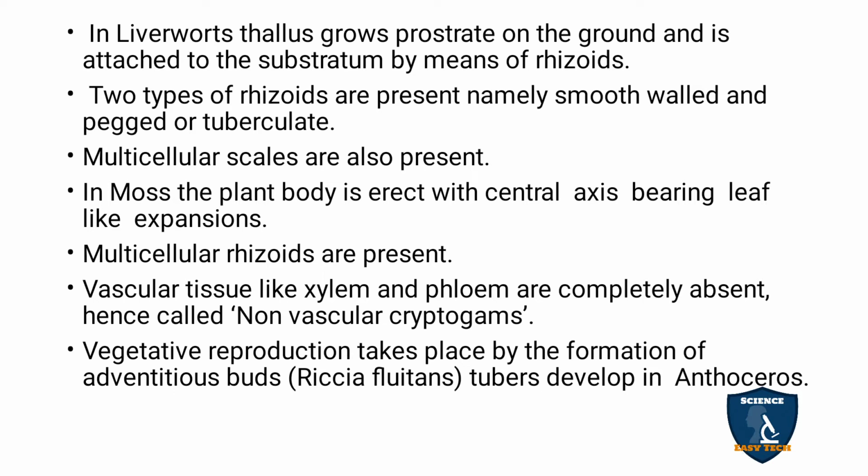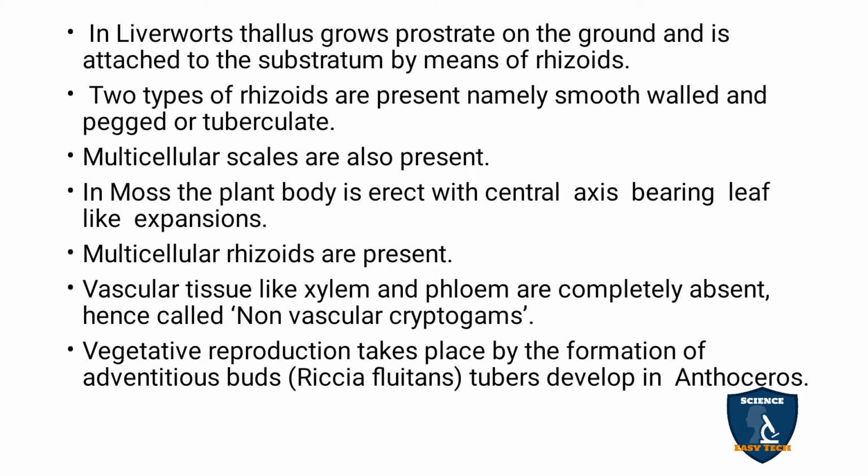In mosses, the plant body is erect with a central axis bearing leaf-like expansions. The moss looks like a small plant body and possesses small leaf-like structures. The multicellular rhizoids are also present here. The vascular tissue systems, xylem and phloem, are completely absent, so they are called non-vascular cryptogams.